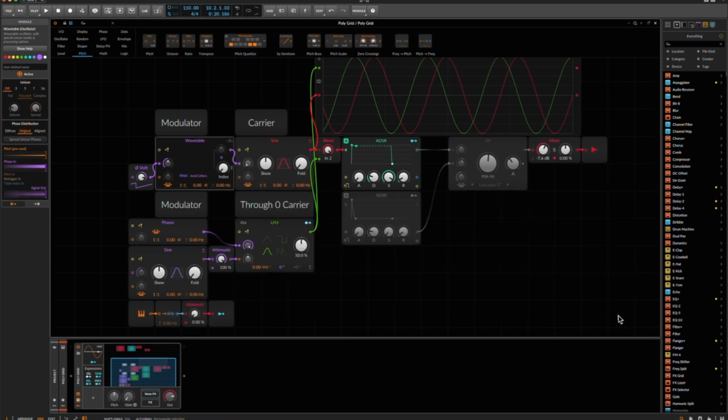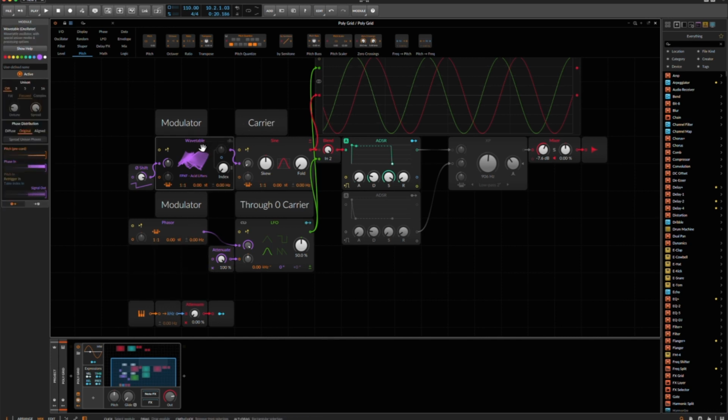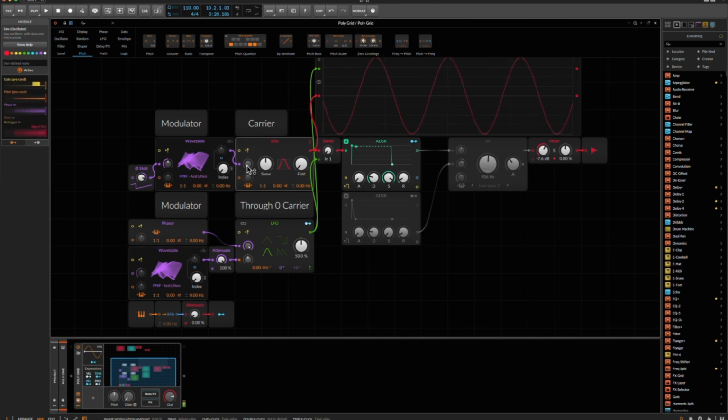Maybe the acid lifter. And because I'm lazy, I'll just duplicate this oscillator so I don't have to select the waveform again. So, okay, first the phase FM.